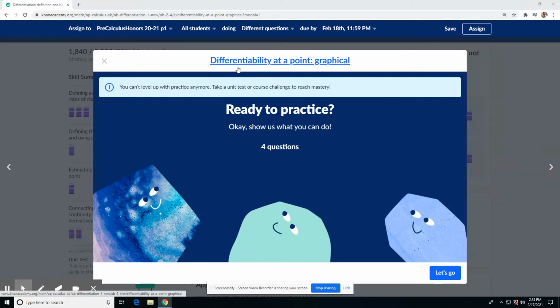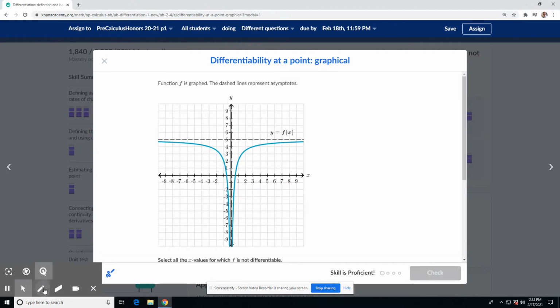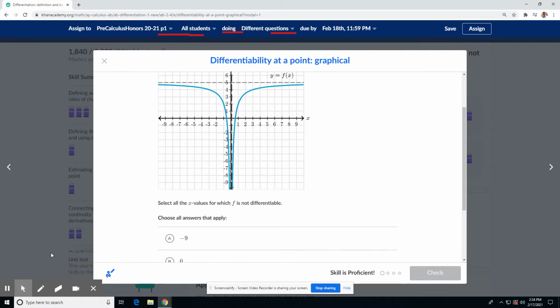We are looking at differentiability at a point, and we're looking at the graphical representations here. They're saying a function is graphed, dashed lines represent asymptotes, and then they're asking to select all x values for which f is not differentiable.